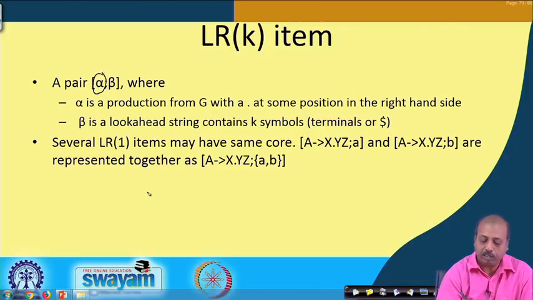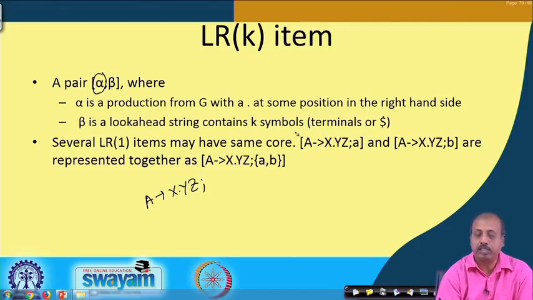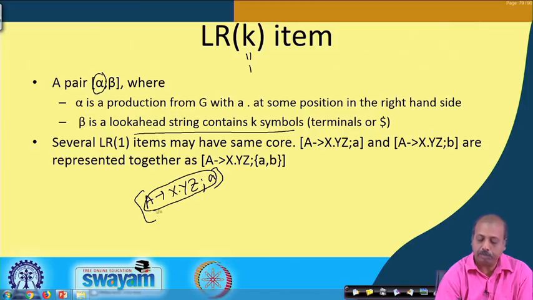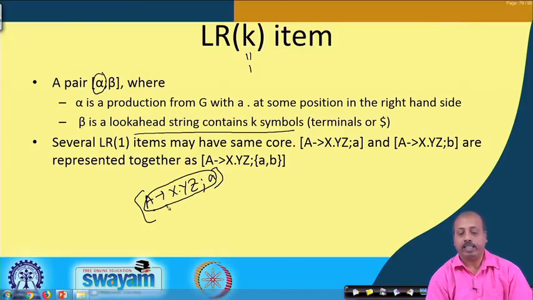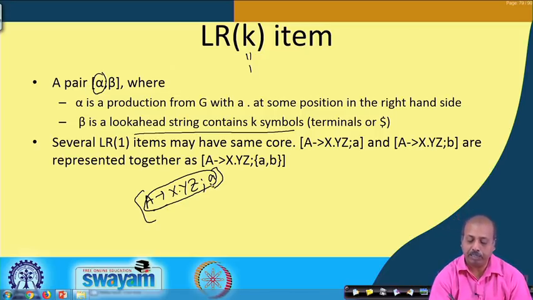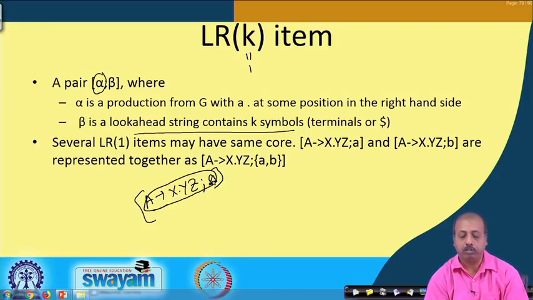For example, if you have A producing x dot y z, this was an item in case of the LR0 parser, but in case of the LR1 parser there will be another look ahead string that contains k symbols at most. If I am using k equal to 1, that means I will have a single terminal symbol after this. So, this is an item A producing x dot y z semicolon A. What is the meaning of that, we will see. Basically this part will be giving me the look ahead.